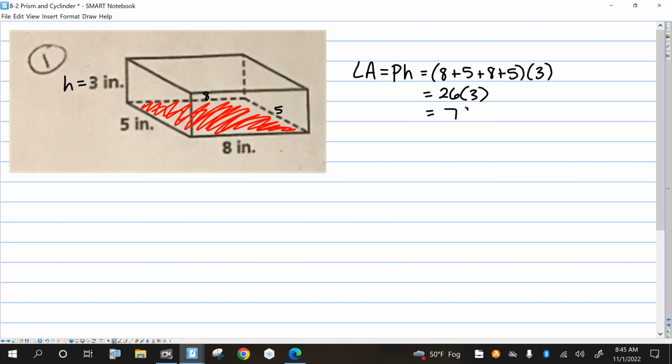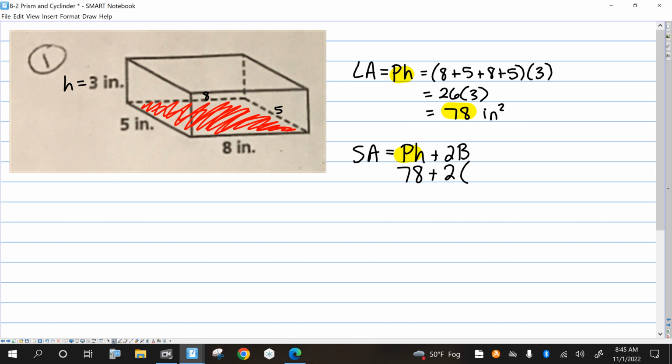78. Now the other thing we need is to put some units on here. So this is in inches squared because it's talking about area. So square inches or inches squared. Good. Now we do surface area. Surface area formula is PH plus 2B. Now the good news is we already know PH, right? PH was your lateral area, which was 78. It's just the 78. The squared is only on the units.